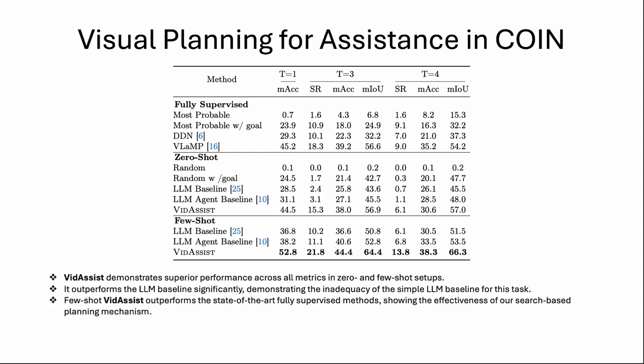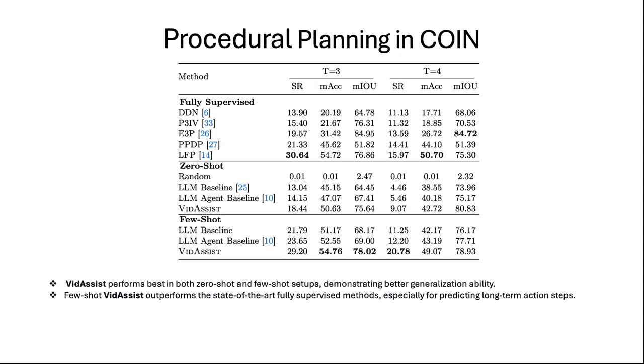Here we present the results of visual planning for assistance on the CrossTask dataset. First, VidAssist demonstrates superior performance across all metrics in zero-shot and few-shot setups. Second, our model outperforms the LLM baseline significantly, demonstrating the inadequacy of the simple LLM baseline for this task. Finally, few-shot VidAssist outperforms the state-of-the-art fully supervised methods, showcasing the effectiveness of the deliberate search-based planning mechanism of our approach.